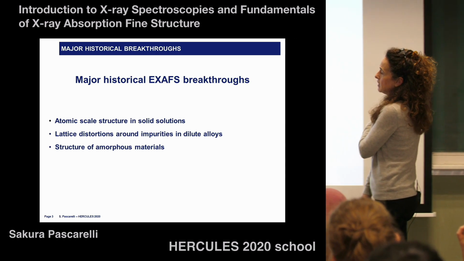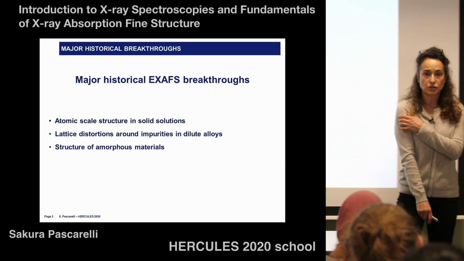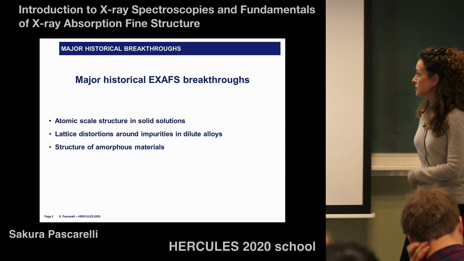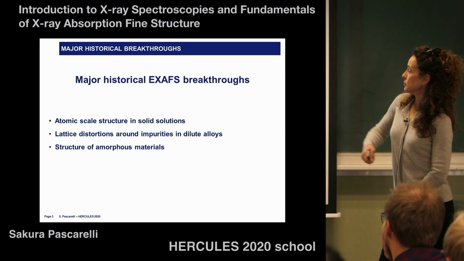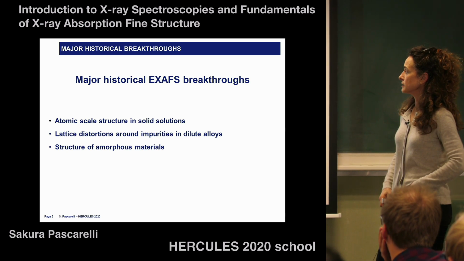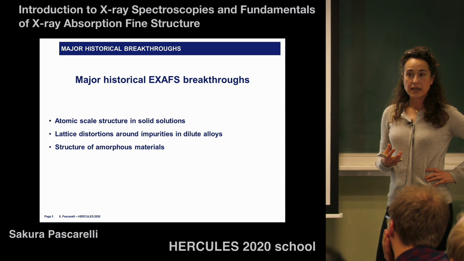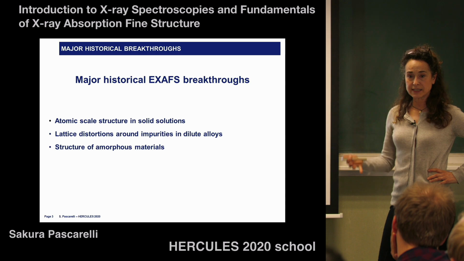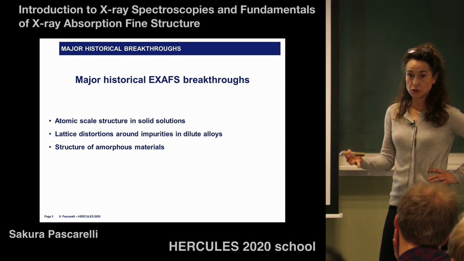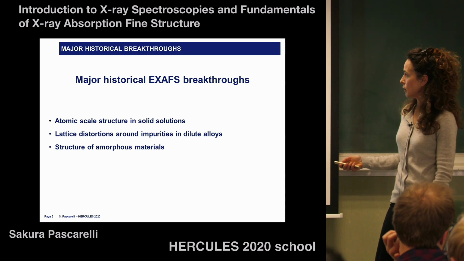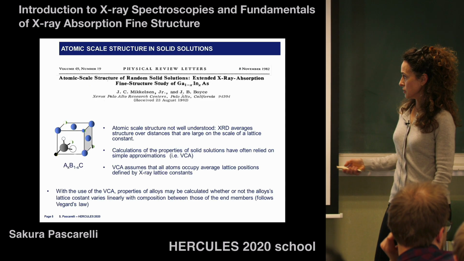One is the atomic scale structure in solid solutions. One is the lattice distortions around impurities in dilute alloys, and the other one is the structure of amorphous materials. So these are three things that people really had a lot of questions about, and when EXAFS came to be used as a quantitative tool, it was able to solve and answer these questions.